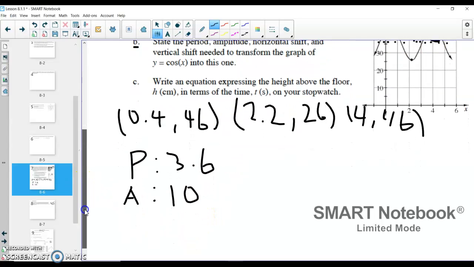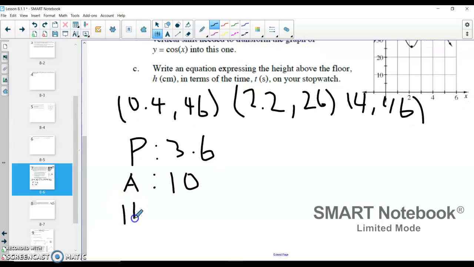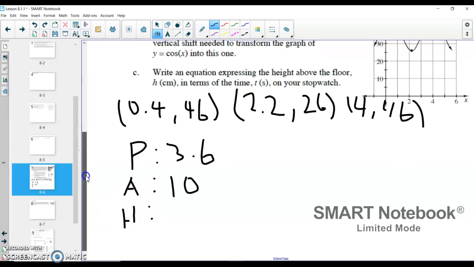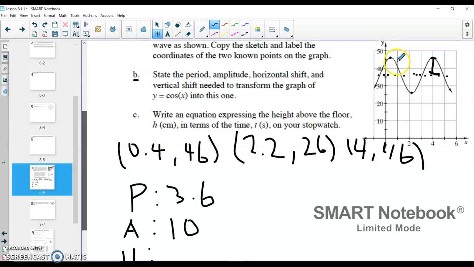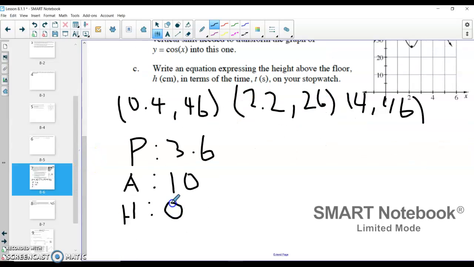The next thing is the horizontal shift. So the horizontal shift is how this function has been shifted over. And with the cosine, the highest point, or the first highest point, is generally the starting point for cosine. So we want to ask, how much have we shifted over from the y-axis to my highest point there? And we've just shifted over 0.4. And so my horizontal shift is 0.4.